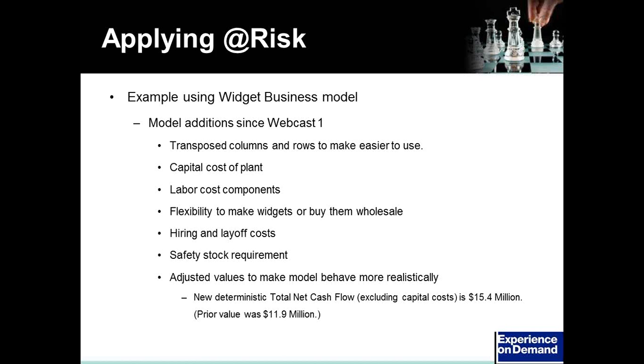Some of the additions we made to this model include the following. We've transposed the columns and rows to make the model easier to use. Before we had time down in rows, and we had different outputs along the columns, and we flipped that around so we have our different key outputs in the rows, and then the time buckets in columns. It just makes it a little bit easier to manage the model.